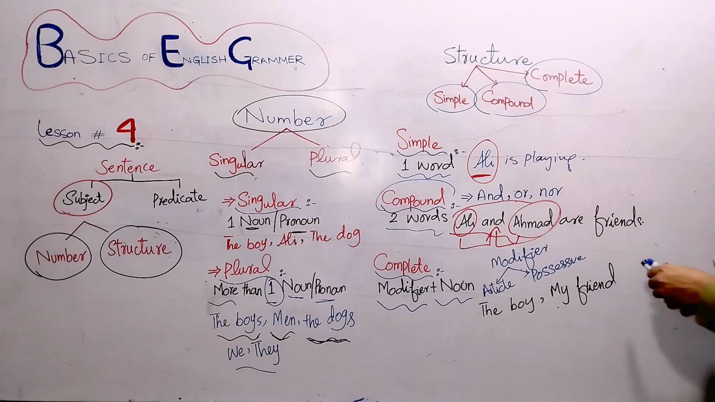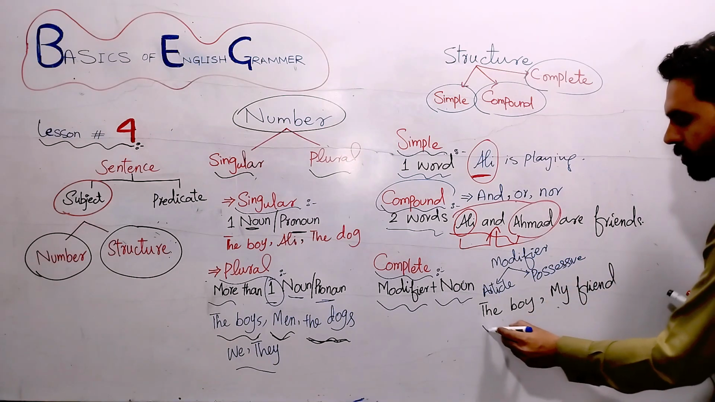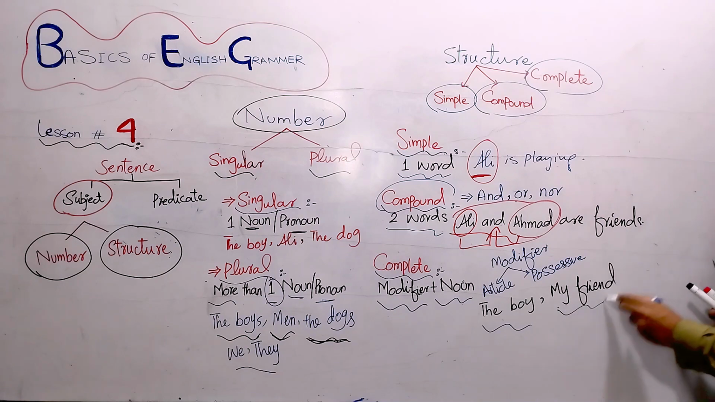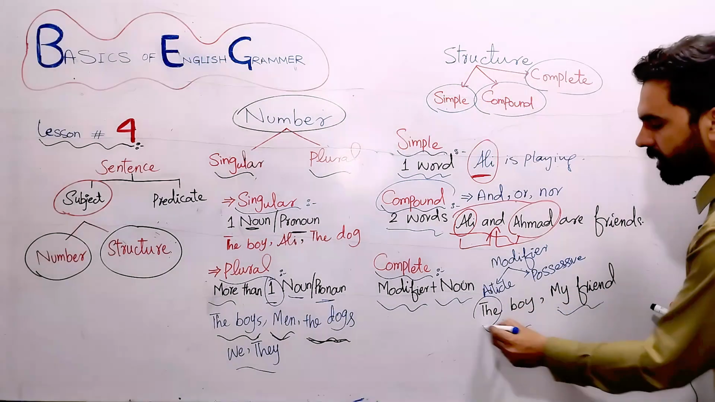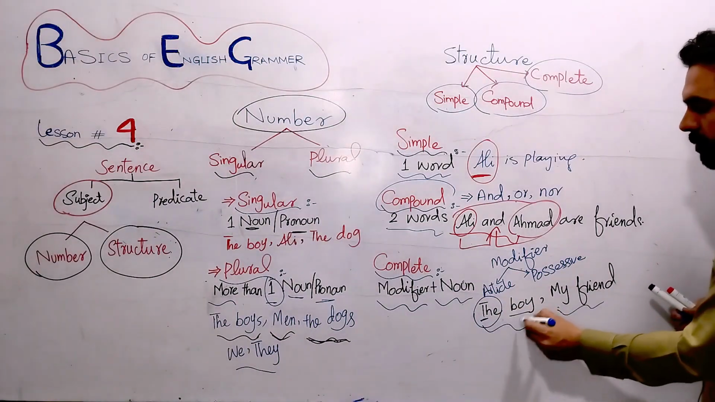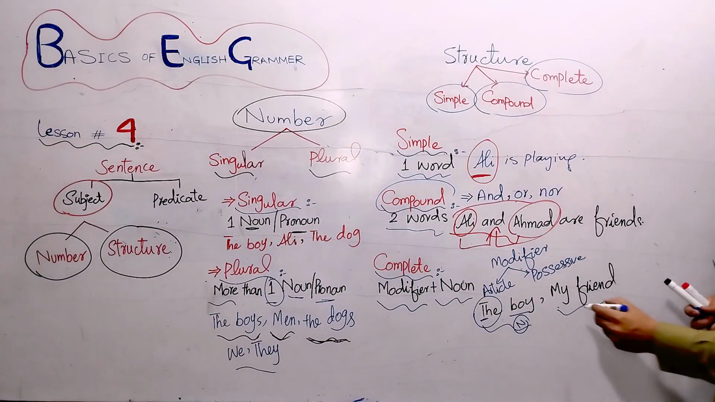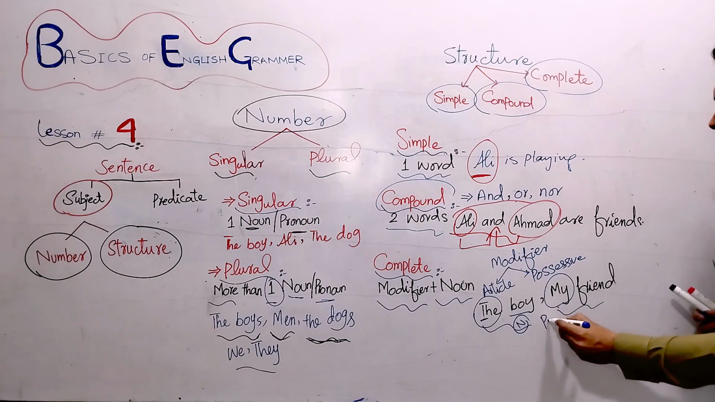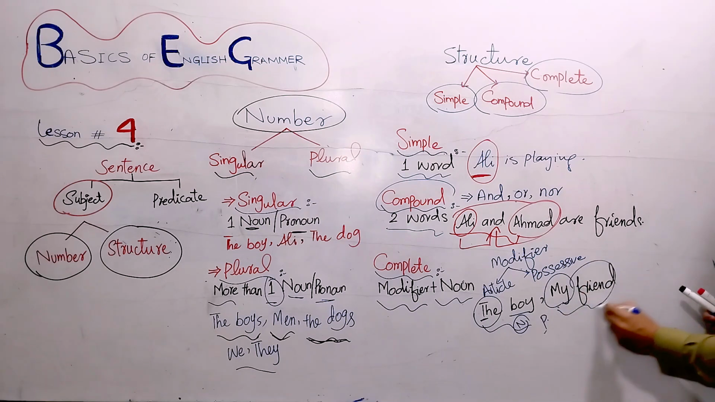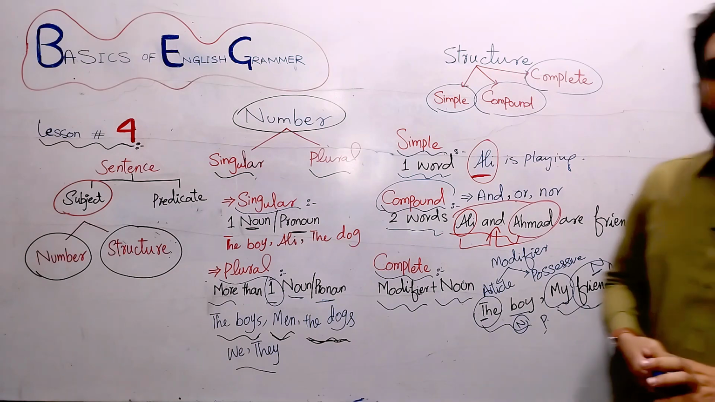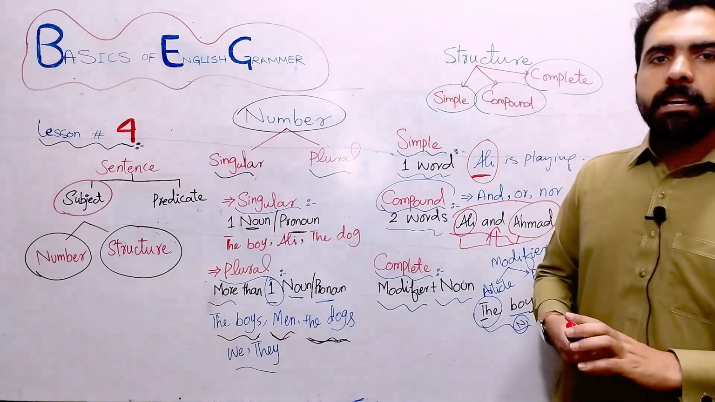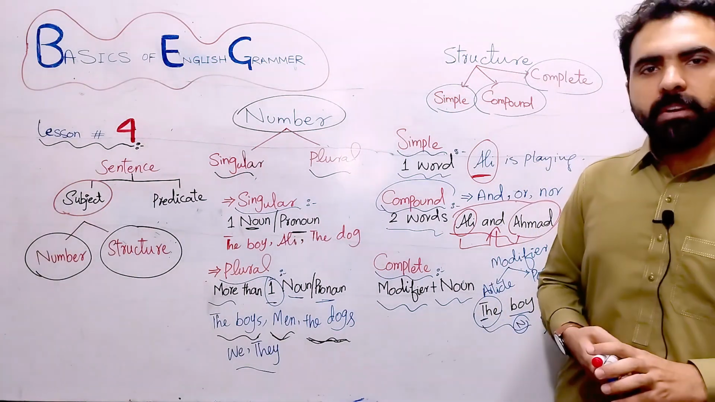So, when these phrases are used as subjects of a sentence, they would be called complete subjects. The article is attached to the boy, which is a noun. Similarly, my is a possessive that is attached to the word friend, that is a noun. Such subjects are called complete subjects. This is all about the structure and number of subject.